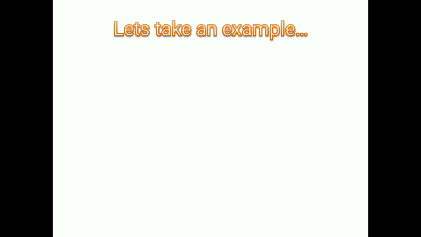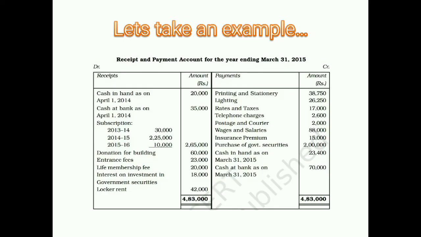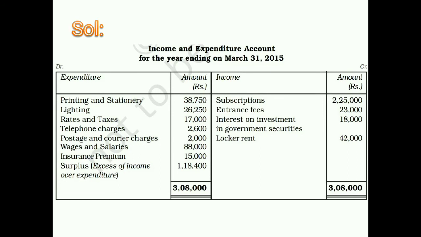Let's take an example of how to prepare that income and expenditure account. Just see, this is the receipt and payment account for the year ending March 31st, 2015, and all the receipt and payment accounts are there. That was the question, and this is the solution of this question. All the information is there and the solution is in front of you. On the expenditure side: printing and stationery, lighting, rates, telephone, postage, wages, insurance, and on the income side: subscription, interest fees, interest on investment in government securities, and last is locker rent. Let's see how it is prepared.